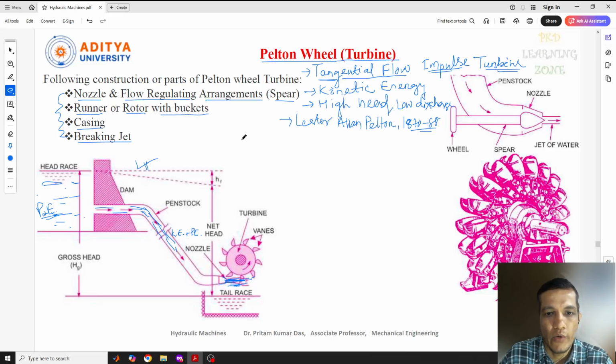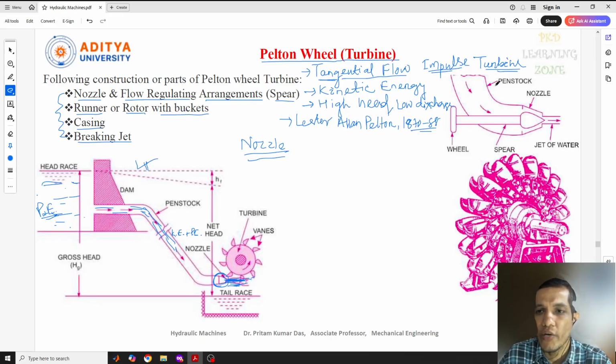The first one, as I told you, is the nozzle and flow regulating arrangement. Now this is the diagram that I have taken. Here also you can see this is the nozzle part only, but along with this nozzle part, the flow arranging elements are there. So here a small diagram was taken.